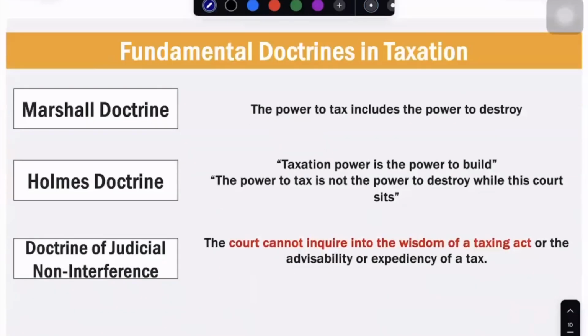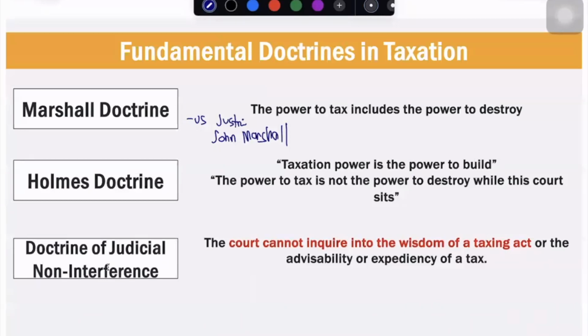Other fundamental doctrines in taxation. So first, we have your Marshall Doctrine. So what is your Marshall Doctrine? The power to tax includes the power to destroy. Who said this? Actually, this was said by a US Justice, Justice John Marshall. It was provided in one of his decisions that the power to tax includes the power to destroy. When we say it includes the power to destroy, it means to prohibit something.